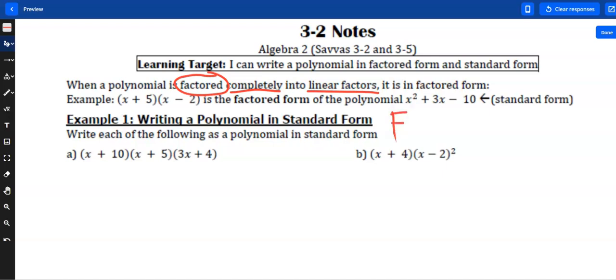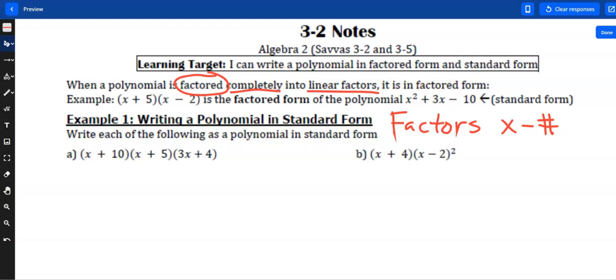Factors always look like this: x minus a number. Now, I know what you're going to tell me. You're going to say, Mr. Stailey, I don't agree with you. Factors don't always look like that. Sometimes they say x plus. Well, what happens if the number that I put in there is a negative number? Then that would change it and it would look like x plus.